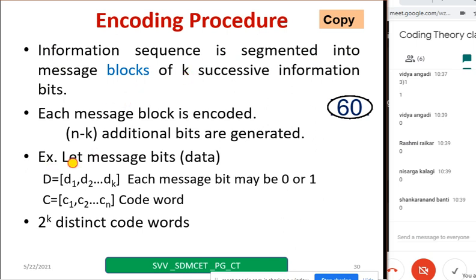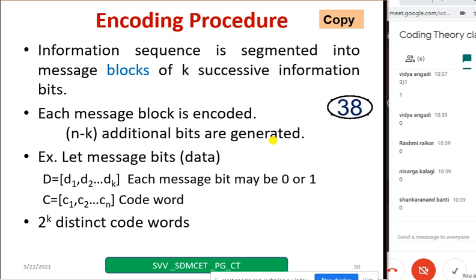For example, let the message bits be D equal to D1, D2, up to Dk. Each message bit may be 0 or 1. Again, the code word is given by C1, C2, C3 like that, and each bit will be 0 or 1. Totally how many codes will I have? 2^k. Some of the information may be repetitive for you people. Whatever you feel is a little additional, you can just note down. I think here you can take D equal to D1, D2, D3 up to Dk, and C equal to C1, C2 up to Cn, because the number of bits is n.